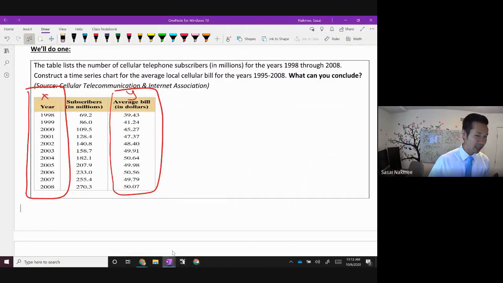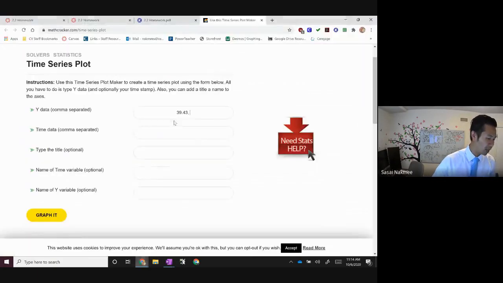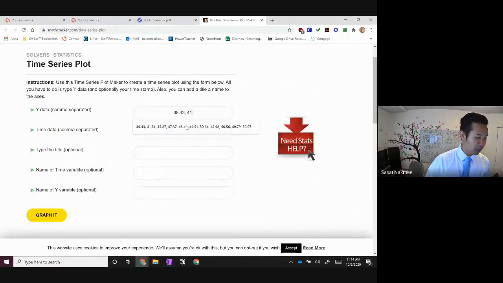I know that some of you are saying, hey, Nakami, it looks like the numbers are there. I just want to make sure that they're the right numbers. The next number is 41.24. So I'll type that in right there, 41.24.